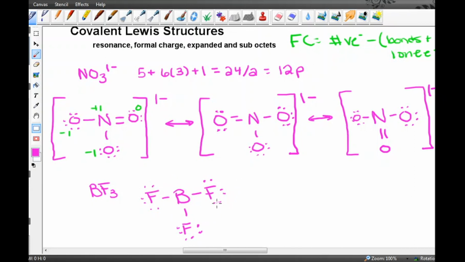And you might be tempted at this point to make a double bond. However, if you do make a double bond in this case, you're going to make the formal charge kind of icky. If we do the formal charge right now, boron has 3 valence electrons minus those 3 bonds, 0. And fluorine has 7 electrons minus those 6 electrons plus the bond. And so these guys are all 7 minus 7. So these guys are all 0. The less formal charge, the better.